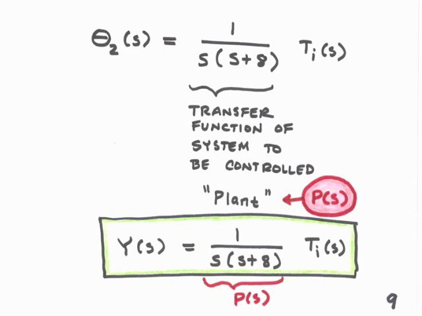The input is the motor torque, and this would be the output of the controller. And the output of this transfer function is the variable that we wish to control, the turret angle. Since we've labeled the output we wish to control y, we'll give the following relation. Y of s equals 1 over s times s plus 8 times T sub I, and 1 over s plus 8 is our plant transfer function, P of s.